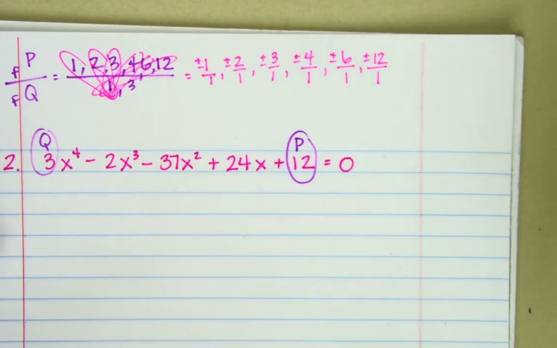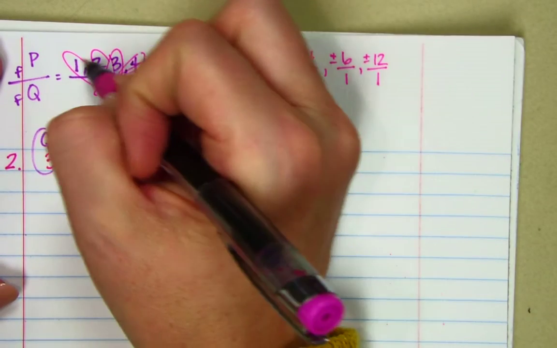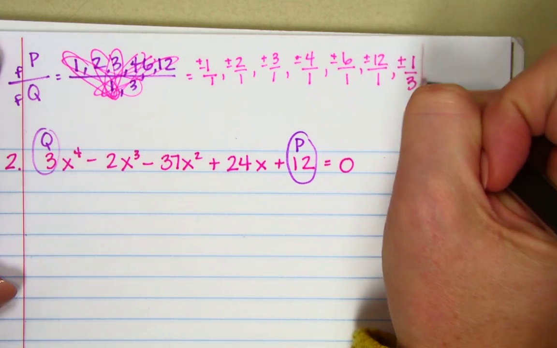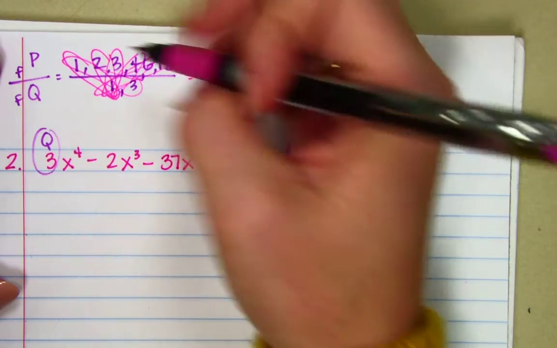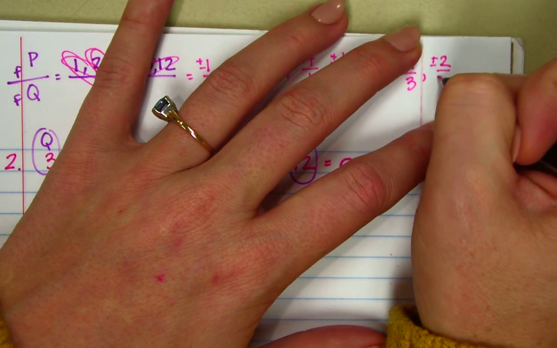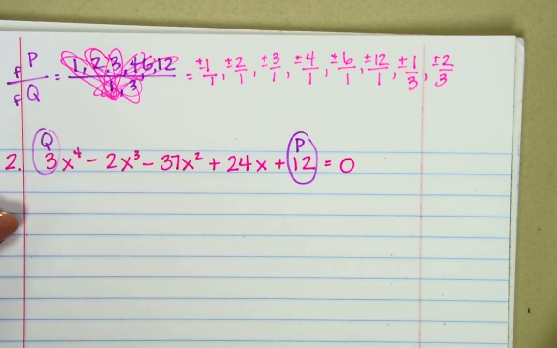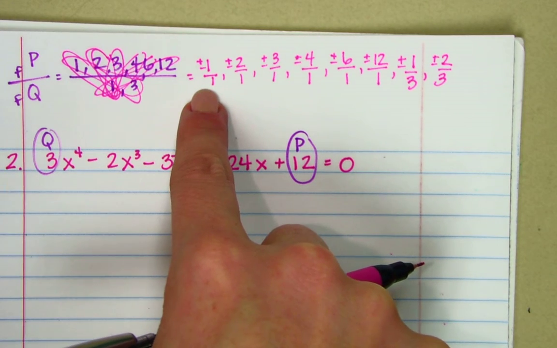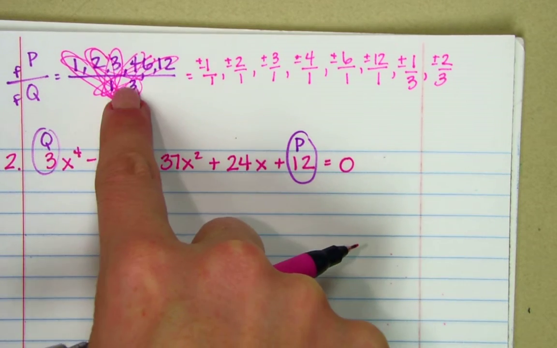And then we got to do everything over 3. Okay, 1 over 3. 2 over 3. All right, what's 3 over 3? 1, right? We already have that. 1 over 1 is 1. So we can skip that one. Sometimes they'll repeat. So 4 over 3.